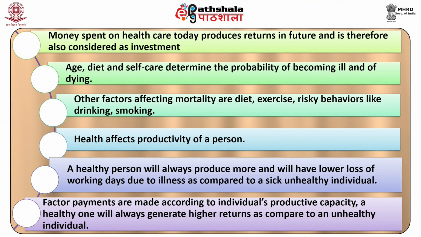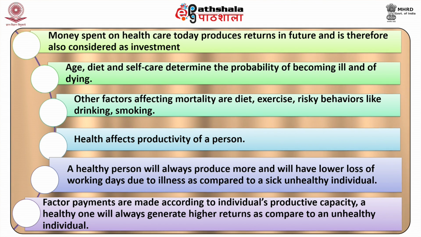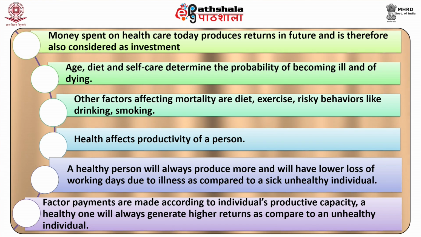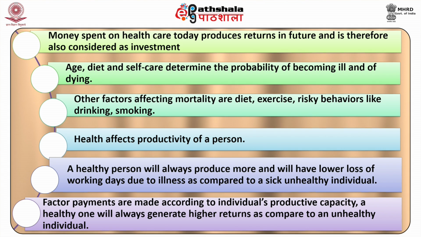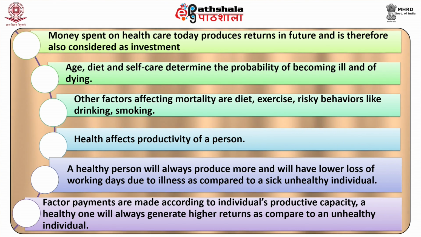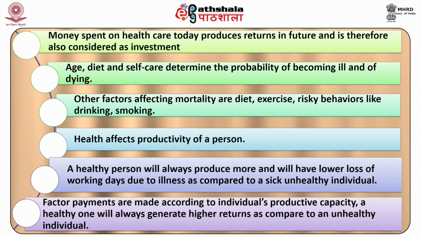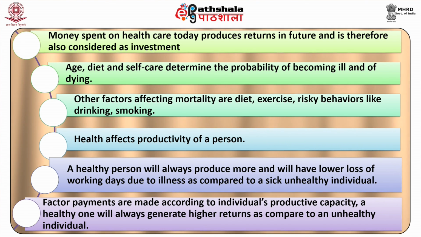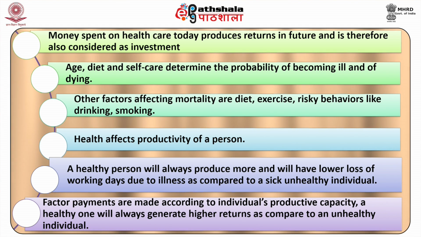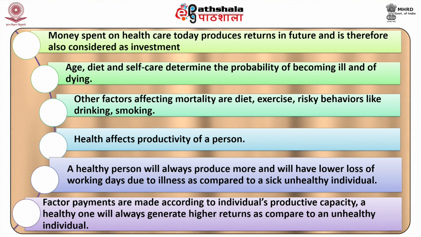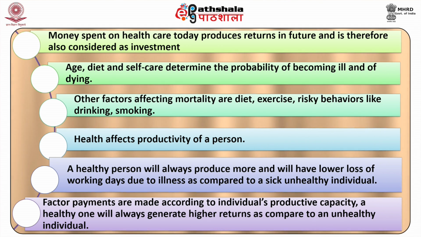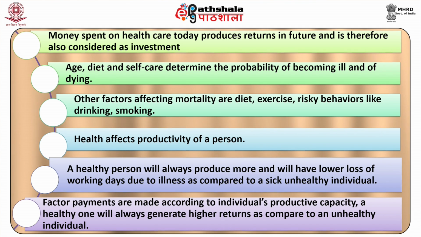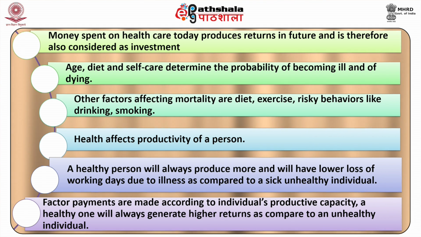Age, diet and self-care determine the probability of becoming ill and of dying. Mortality increases with age. Other factors affecting mortality are diet, exercise, and risky behaviors like drinking and smoking. If an individual dies at an early age, his family actually incurs huge economic losses which are implicitly measured as income that he could generate in future if he was alive. Therefore, it is important to invest in health today to reap future returns.